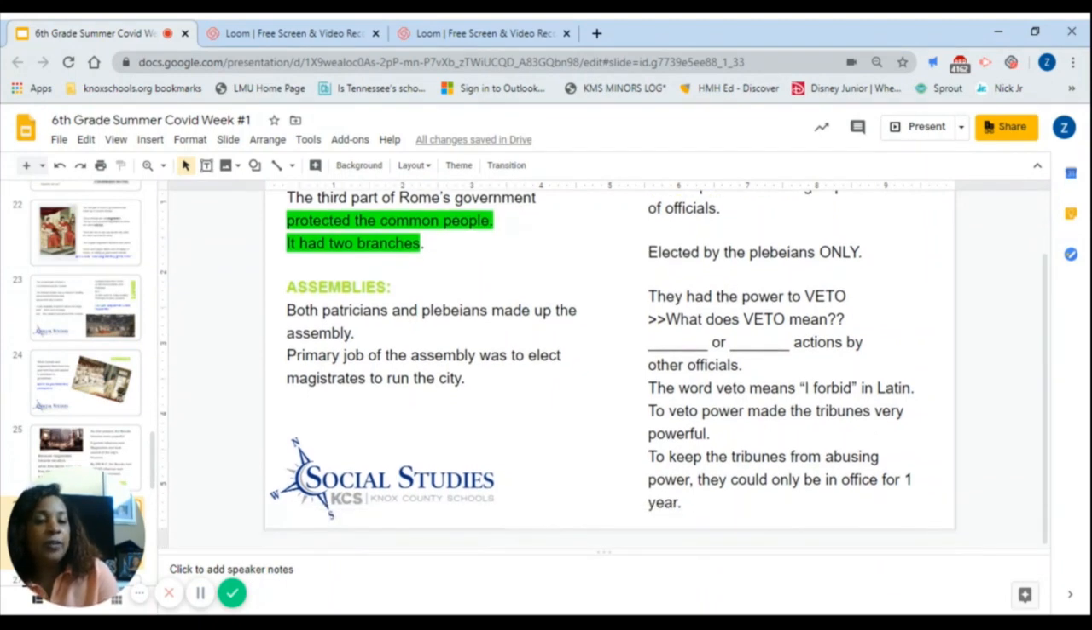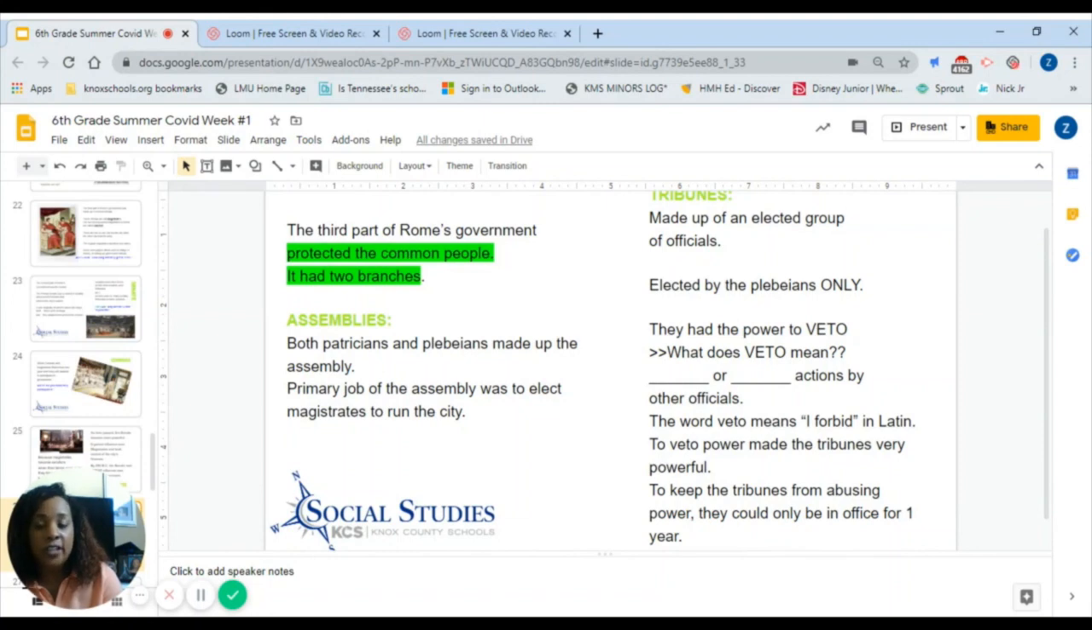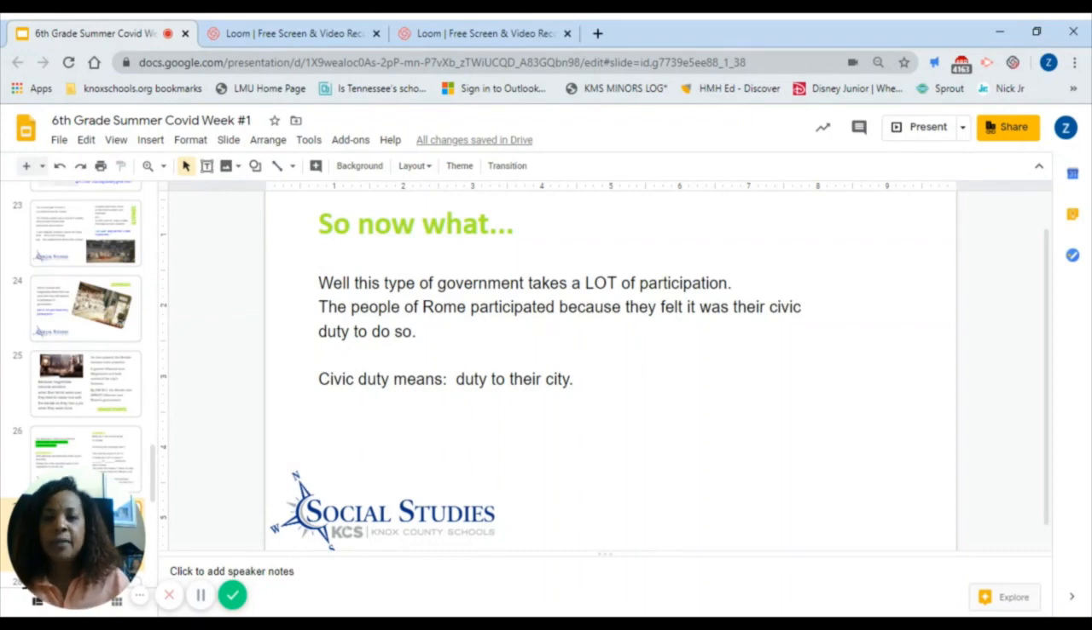To keep the tribunes from abusing power, they could only be in office for 1 year. You see a theme going on? Not one person had too much power. They were scared. They wanted to learn their lesson, maybe I should say.